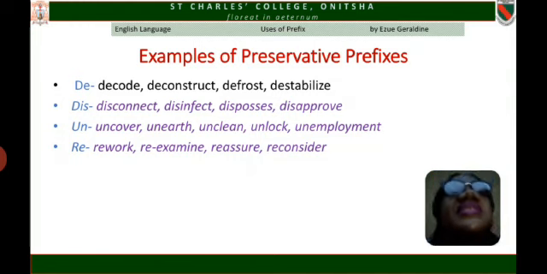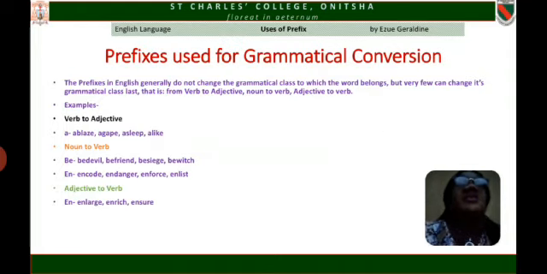Then we have disconnect, disinfect, dispossess, disapprove, uncover, unearth, unclean, unlock, unemployment. Then we have rework, re-examine, reassure, reconsider. All these are what we call preservative prefixes. So, remember, the lesson is still functions and uses of prefixes. We have looked at different ways prefixes function and their various uses.